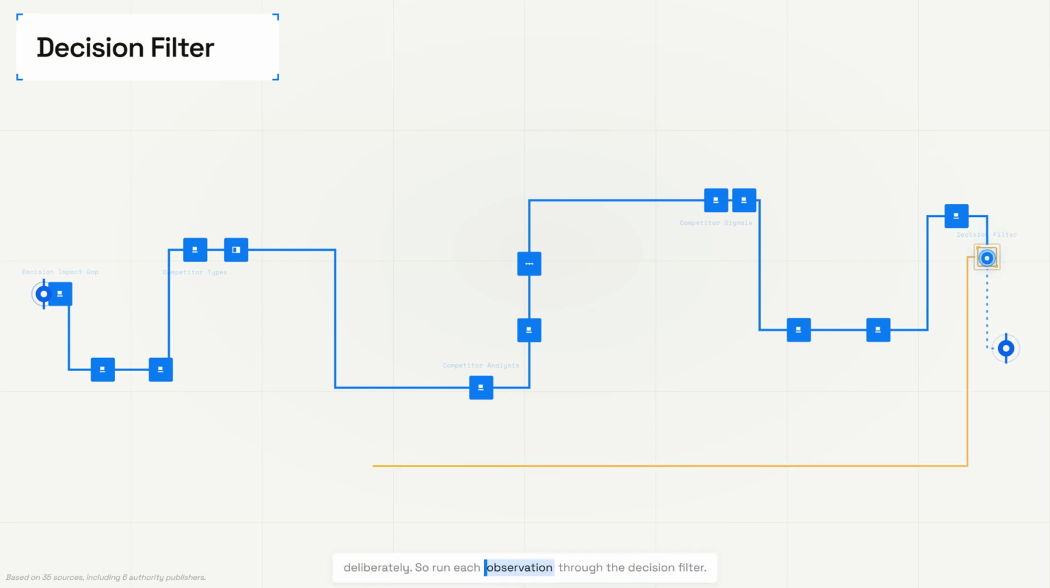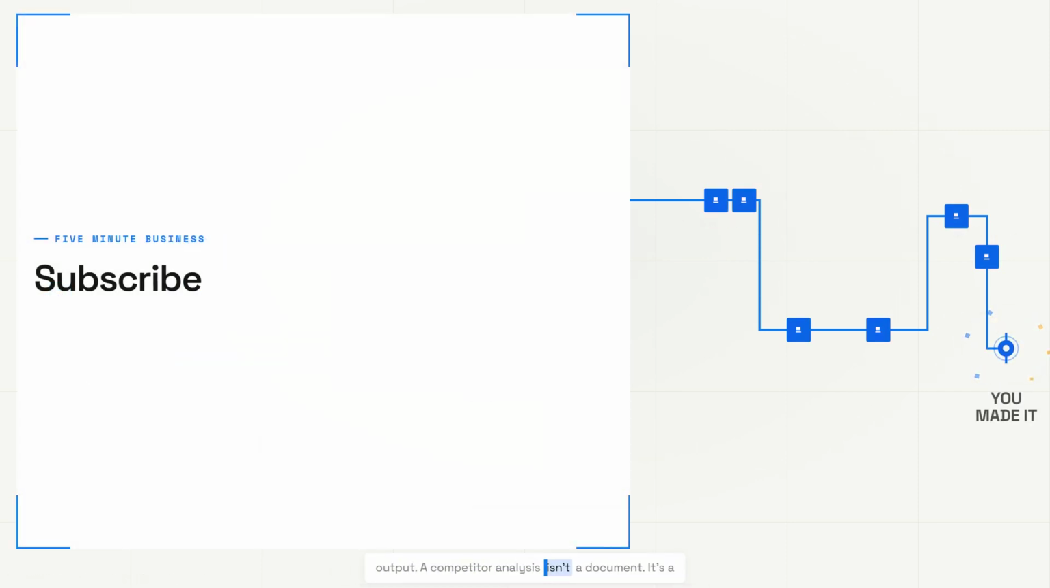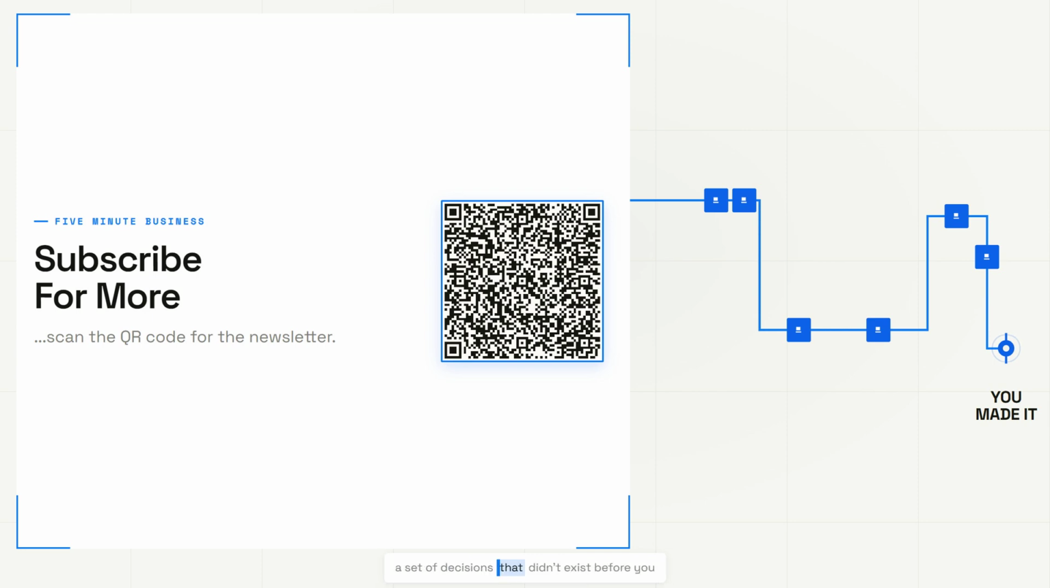So run each observation through the decision filter. Does this change how we position, what we charge, or how we sell? If the answer is no, well, note it down and move on. If the answer is yes, then that's an output. A competitor analysis isn't a document. It's a set of decisions that didn't exist before you ran it.